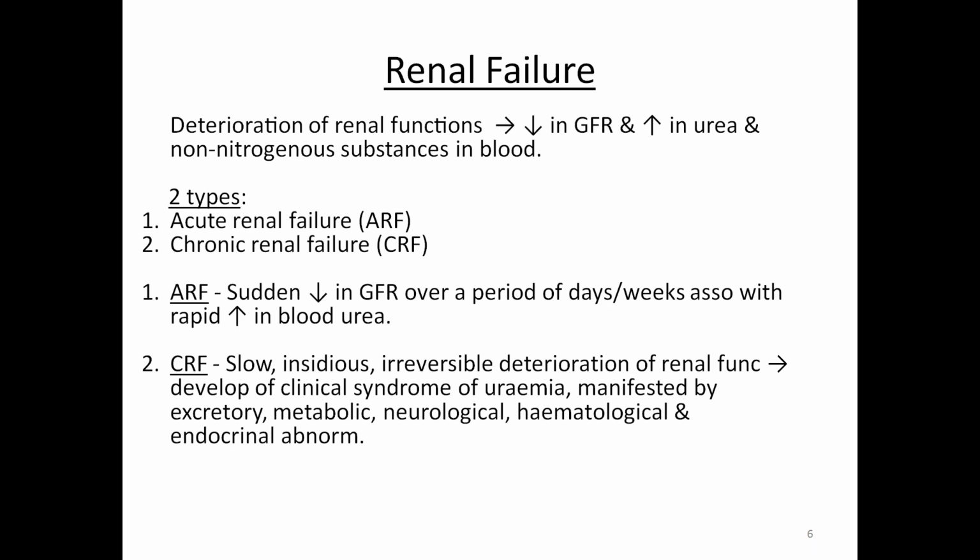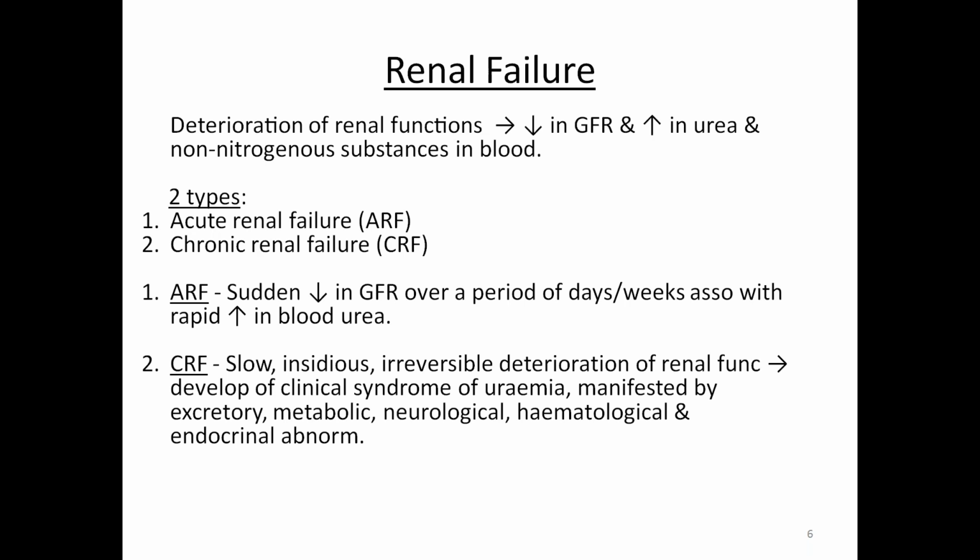Then coming to renal failure. Renal failure occurs due to deterioration of renal functions. So what happens in this case? There is a decrease in GFR and there is often an increase in urea or other nitrogenous substances in blood. I think we are well aware that there are two types of renal failure, acute and chronic.